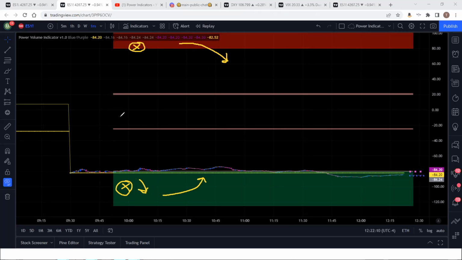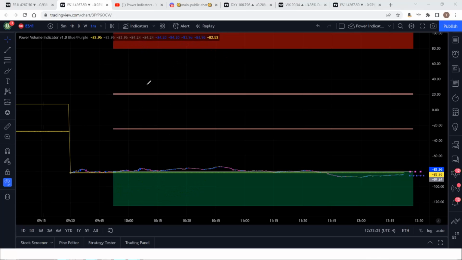Now, if you're in a trade and price gets into the overbought or the oversold conditions, that is a great time to take profits and leave runners. So that's a good way to use the volume indicator and the red and green boxes.